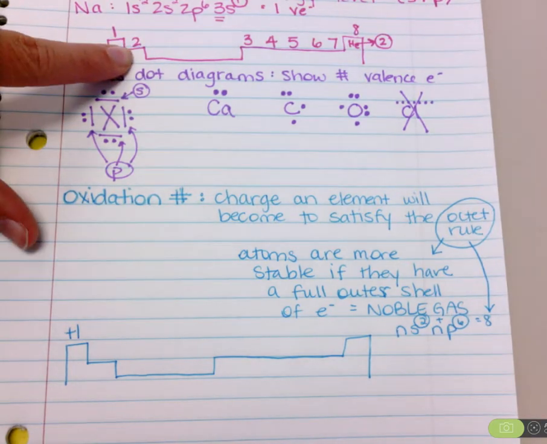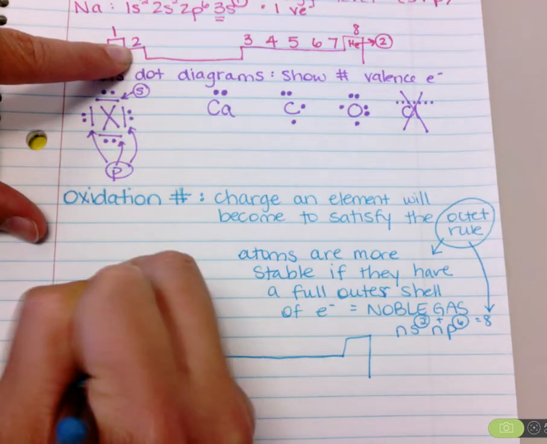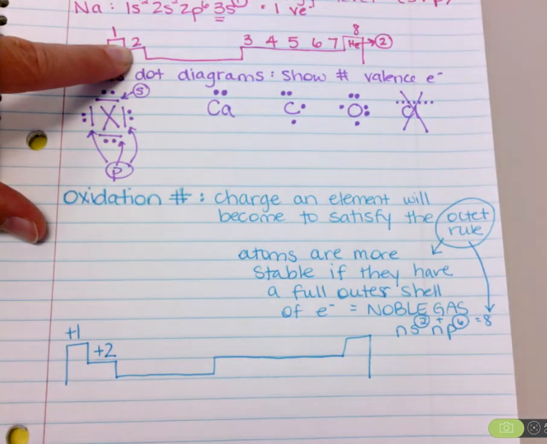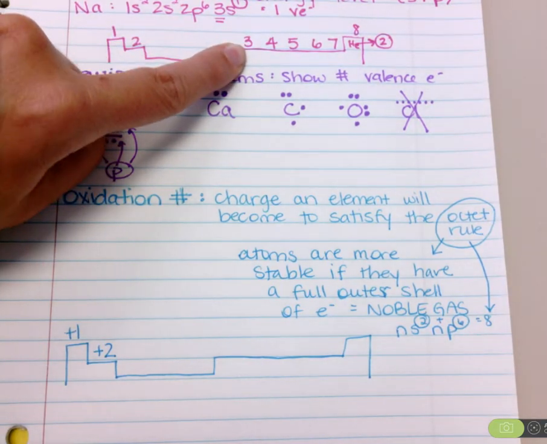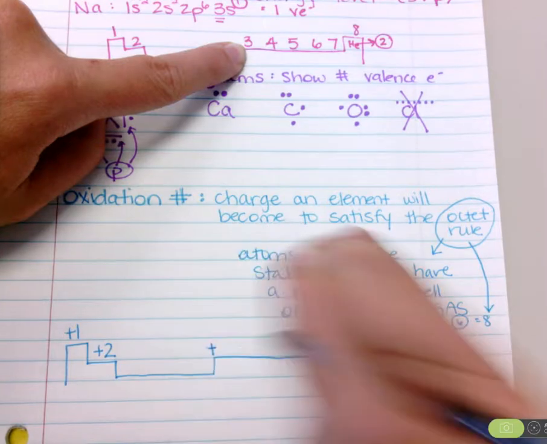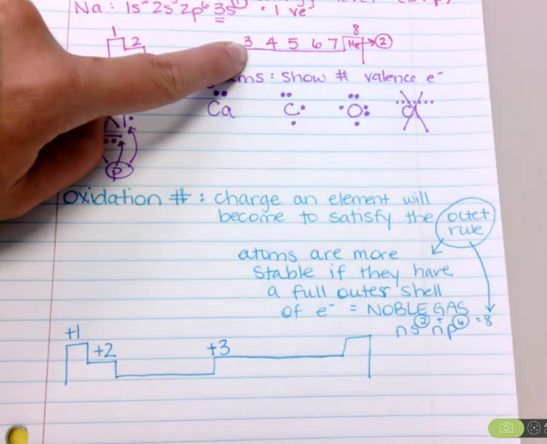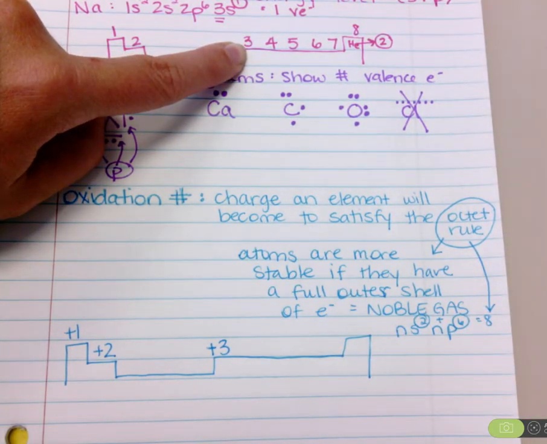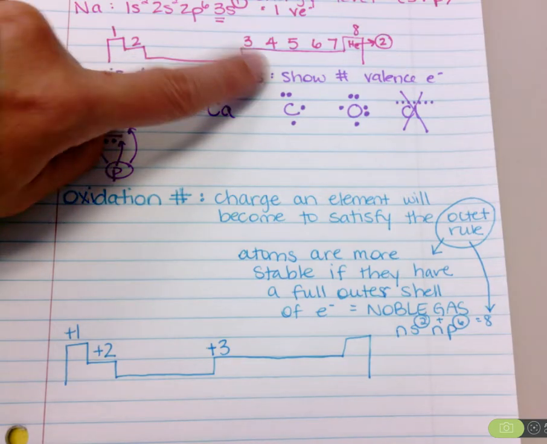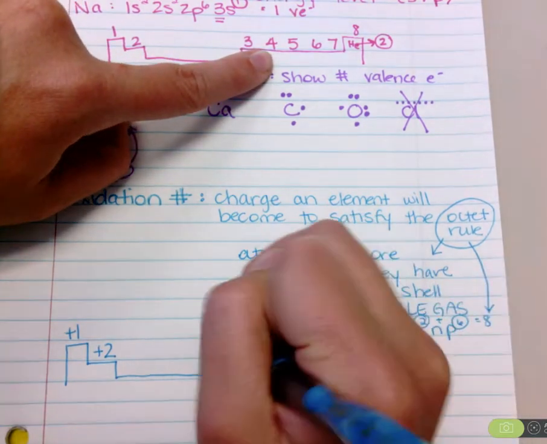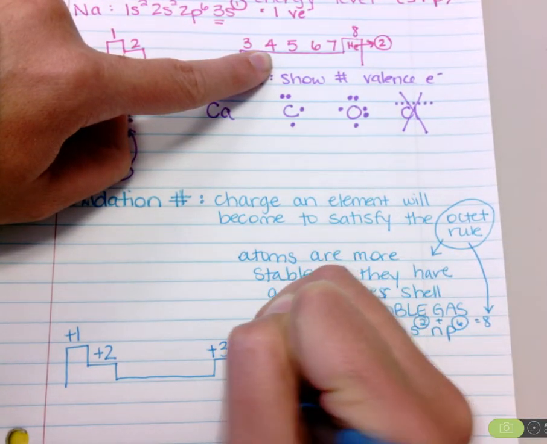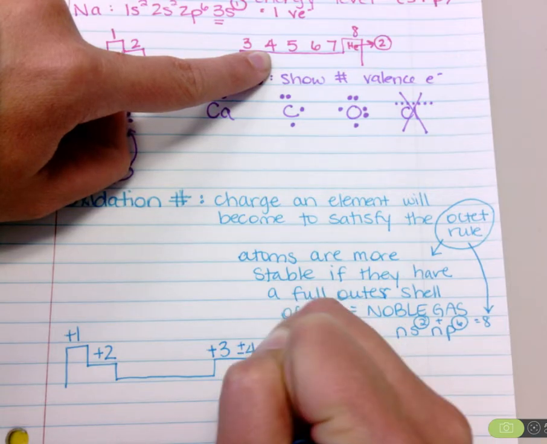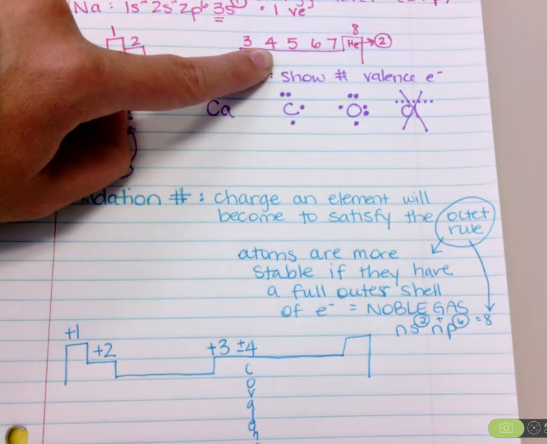If you have 2, it's easier to lose 2 than to gain 6, and so your oxidation number becomes +2. If you have 3, it's easier to lose 3 than to gain 5, so losing makes you a cation. Cats get lost, and that gives you a +3 oxidation number. Now 4 is tricky. You could do either, plus or minus 4, but what they really like is covalent bonding, and we'll talk more about that in our next unit when we talk about bonding.